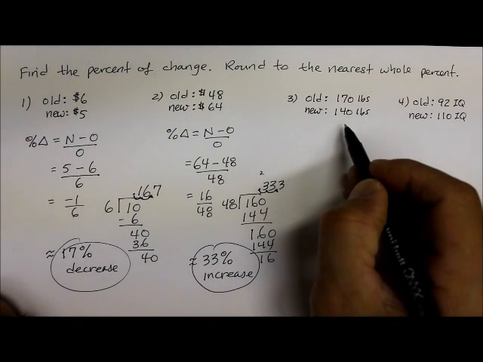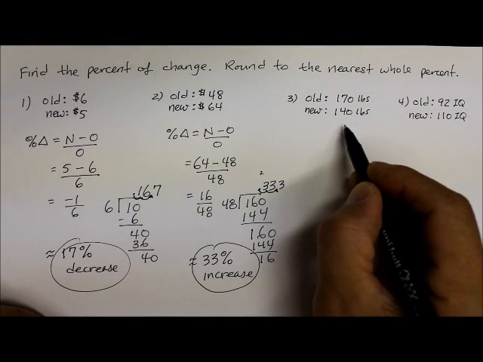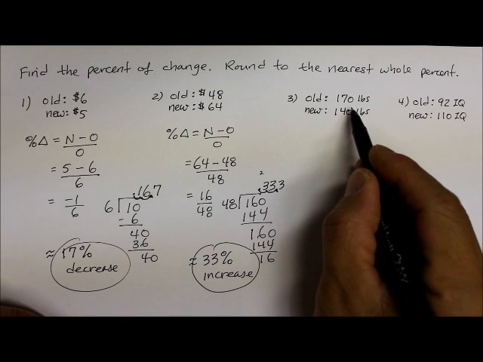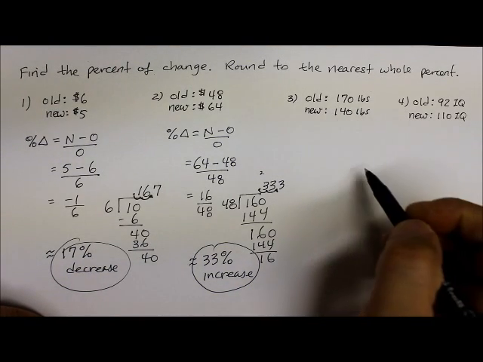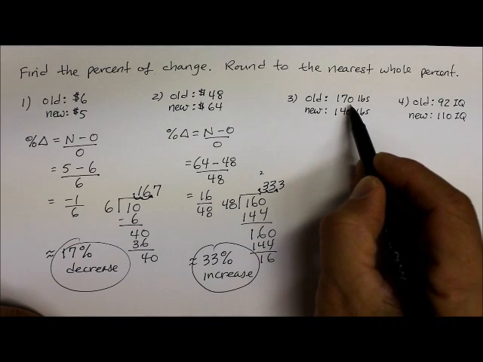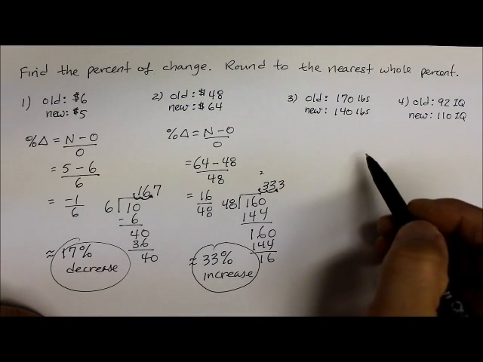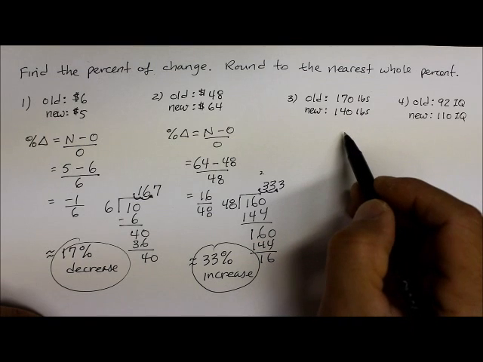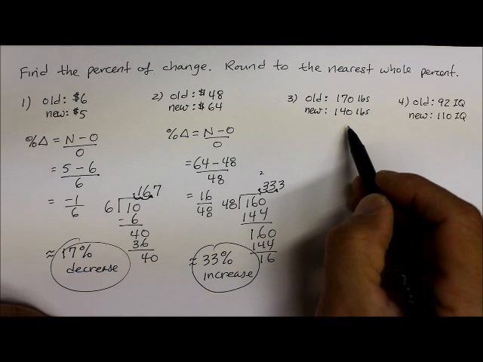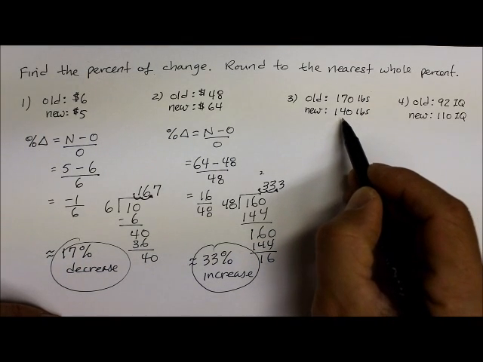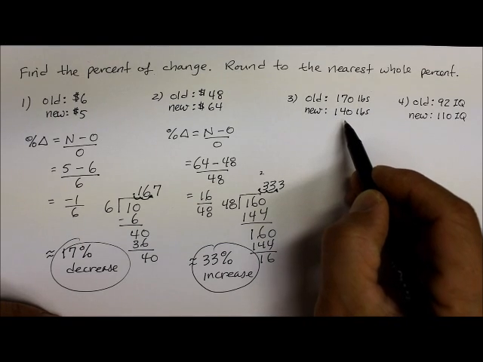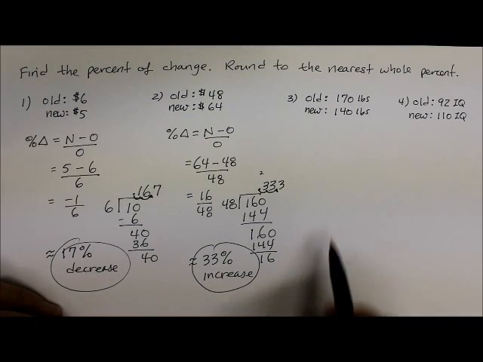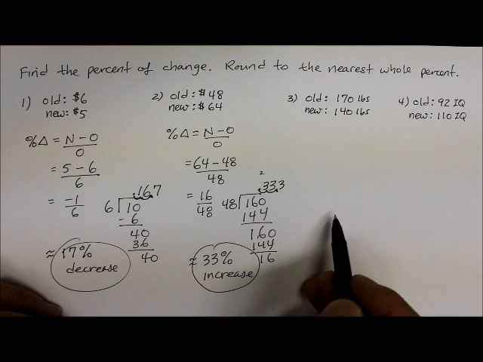Alright, how about this one? This was actually my weight before I started running. I used to be actually over 170 pounds. Oh yeah, I was quite heavy. And then after running, within a year, I lost 30 pounds to 140. So it's a percent decrease of weight. Now, what's the percent change?